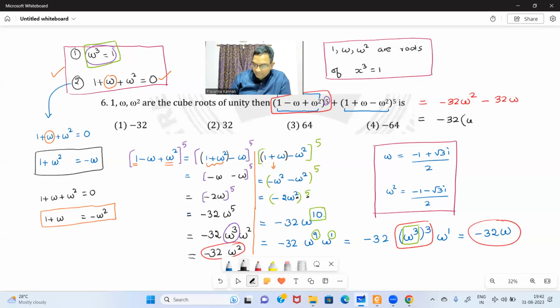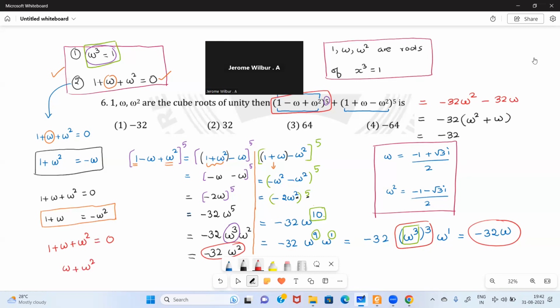What would I be getting? What is common in the first term? Omega square. Second term, what is common? Omega. So I have minus 32 into omega square plus omega. Guys, tell me, what is it? We know that 1 plus omega square is what? 0. So what will be omega plus omega square? Minus 1. Exactly.